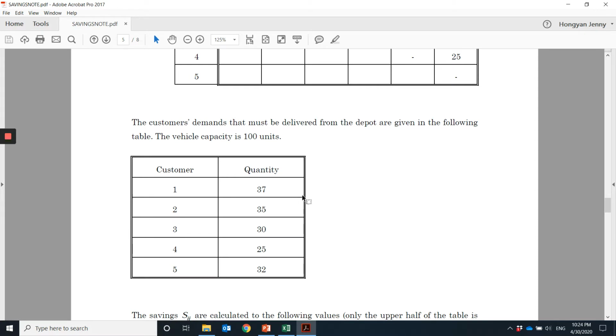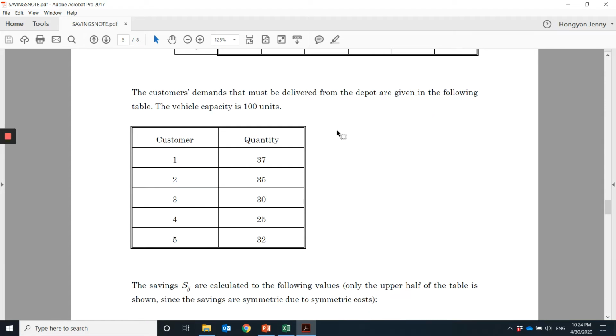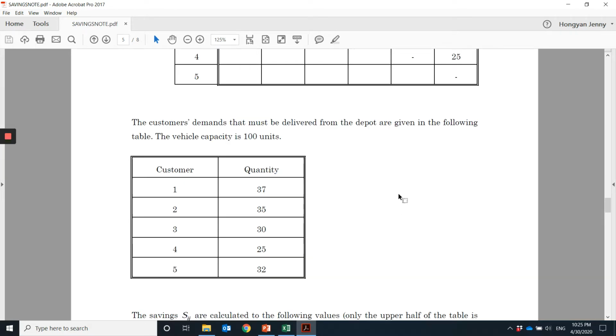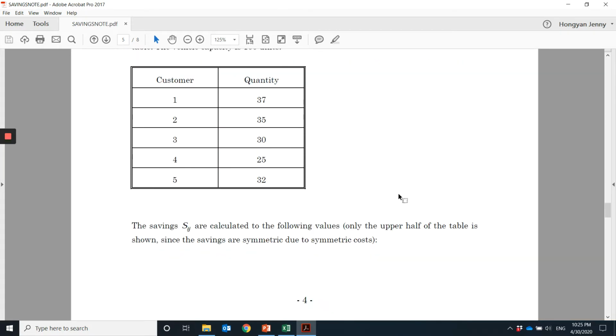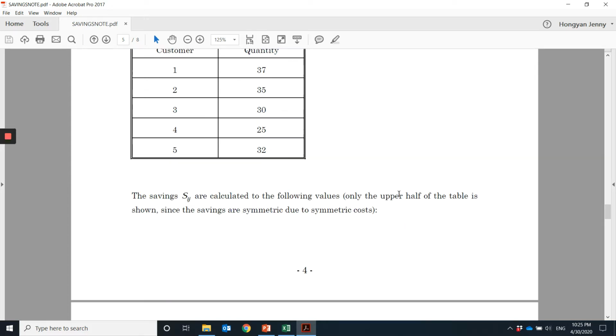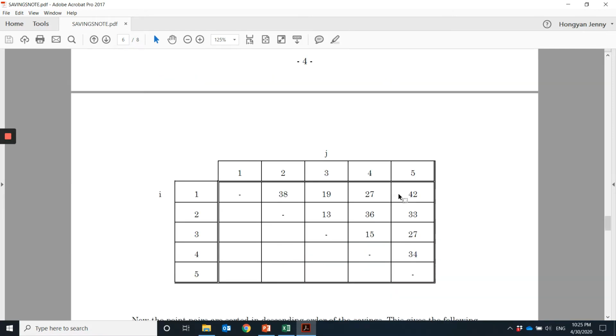Furthermore, the customers' demands that must be delivered from the depot are given in the following table. You have 5 customers located in 5 cities, and they have demand at different levels. Now the question is, you have vehicles to deliver the products to the customers.